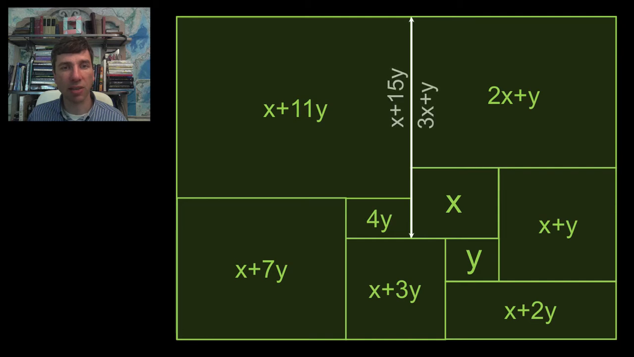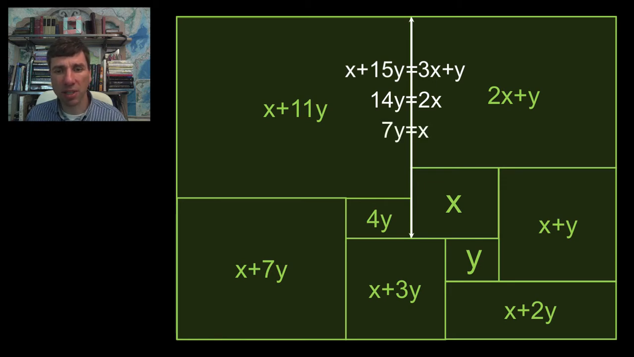On the left, it's equal to x plus 15y. On the right, 3x plus y. Those two must be equal, so I'll set them to be equal to each other. And now I can solve for x and y. 14y is equal to 2x. So that means that 7y is equal to x.